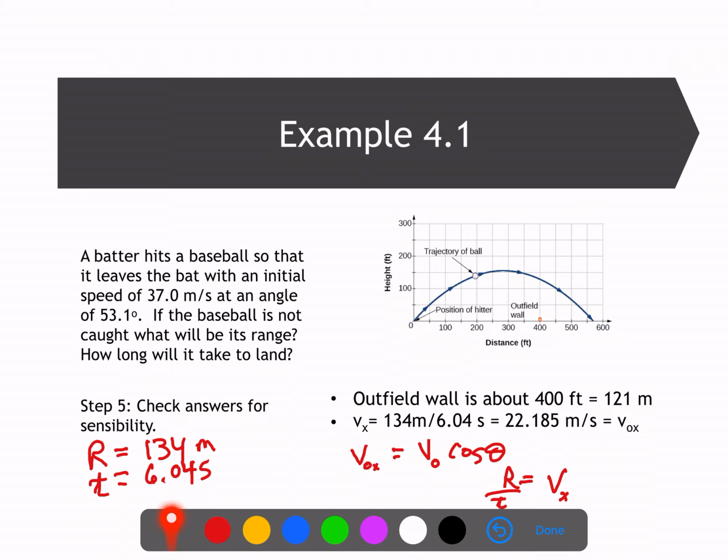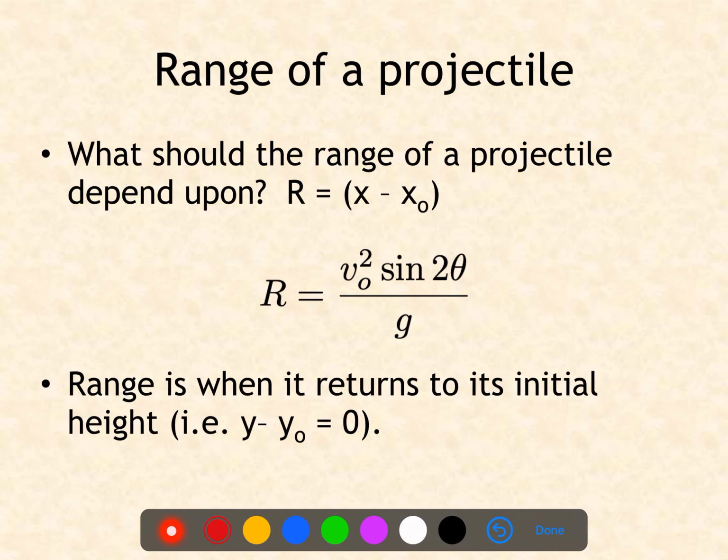And in fact, I can check that by calculating v naught cos theta based on this, and I will find that these two initial velocities in the x direction do agree. So in other words, it meets our sensibility check, and we can be satisfied that we have solved this problem accurately. Okay, so in order to do this problem, we relied upon, for the first part, using this range equation.